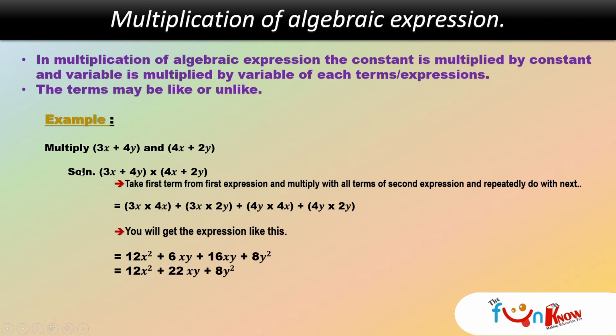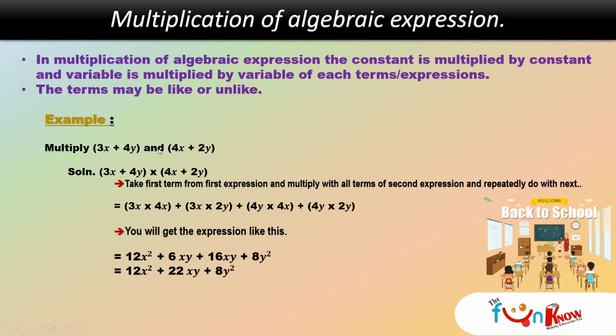Now if this is our new expression, then 3x into 4x is 12x square, 3x into 2y is 6xy, 4y into 4x is 16xy, and 4y into 2y is 8y square. Now obviously these are like terms, 6xy plus 16xy. If you add them, it will be 22xy. So 12x square plus 22xy plus 8y square will be the answer.